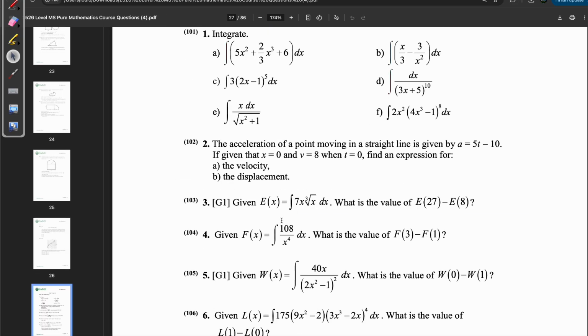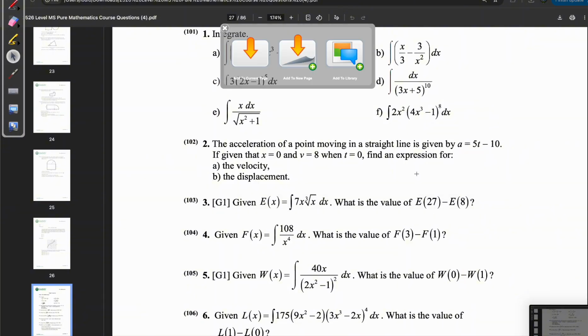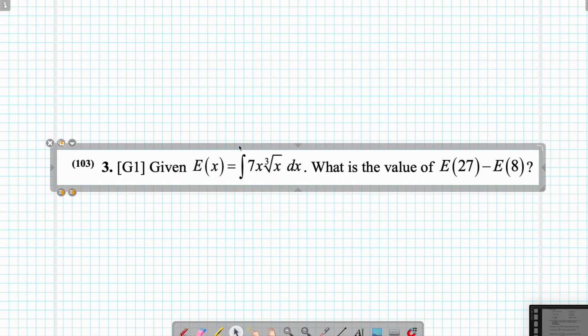Given that e of x is equal to the integral of 7x times cube root of x dx, what is the value of e of 27 minus e of 8? Let's take this question to a blank page first. They're trying to say, given that e of x is equal to 7x times cube root of x dx, what is the value of e of 27 minus e of 8? Now let's grab this, add to new page, and let's start.